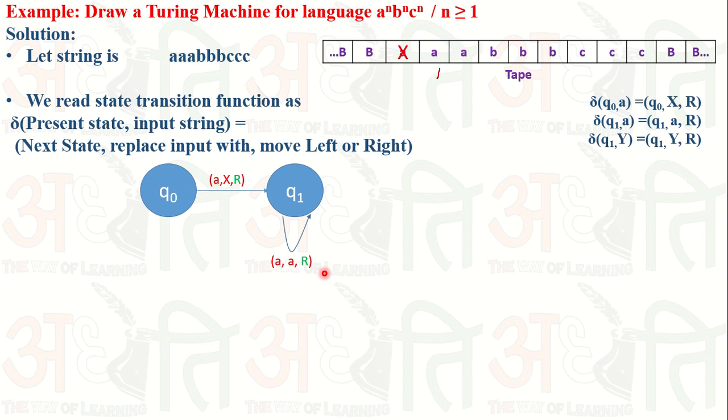Similarly, this is a Y. So at the state Q1, if we find the Y, then we keep Y as Y and move right. Just forget it for now. Next, when we come back, I will explain it again. So after that, we find the first B.